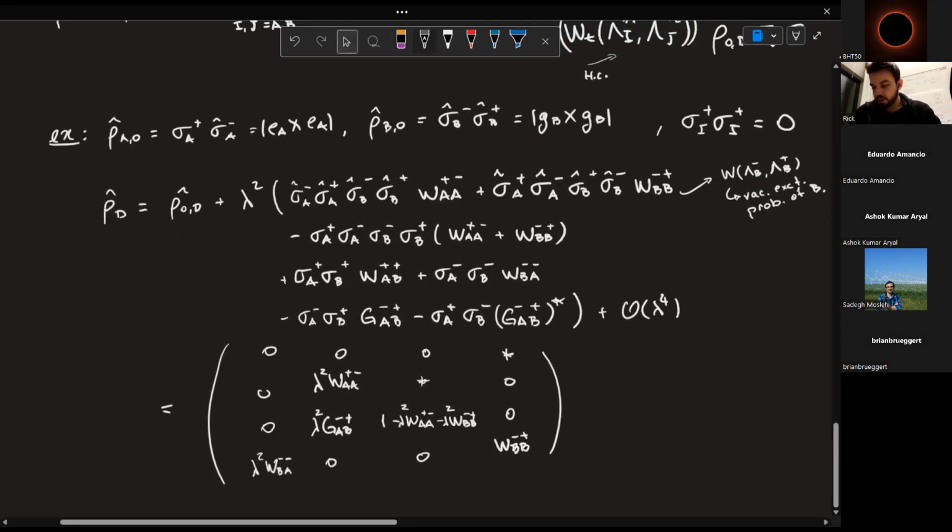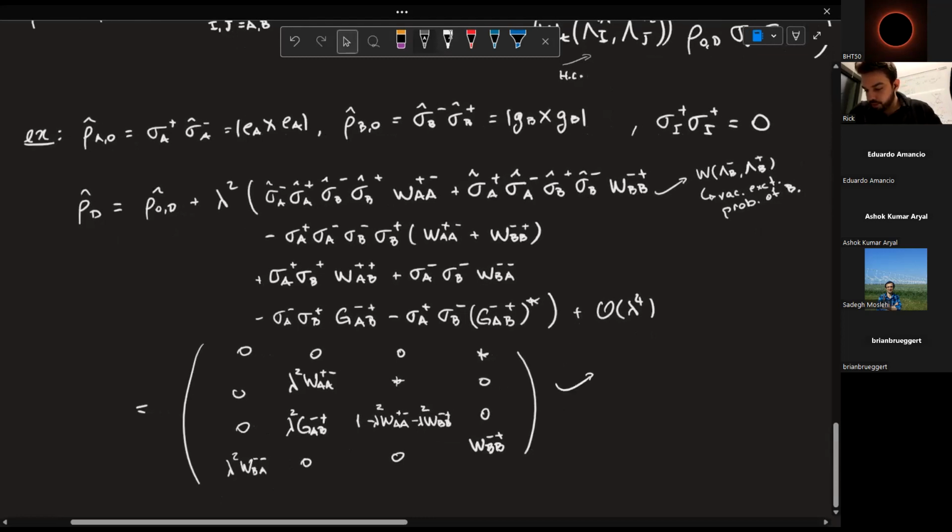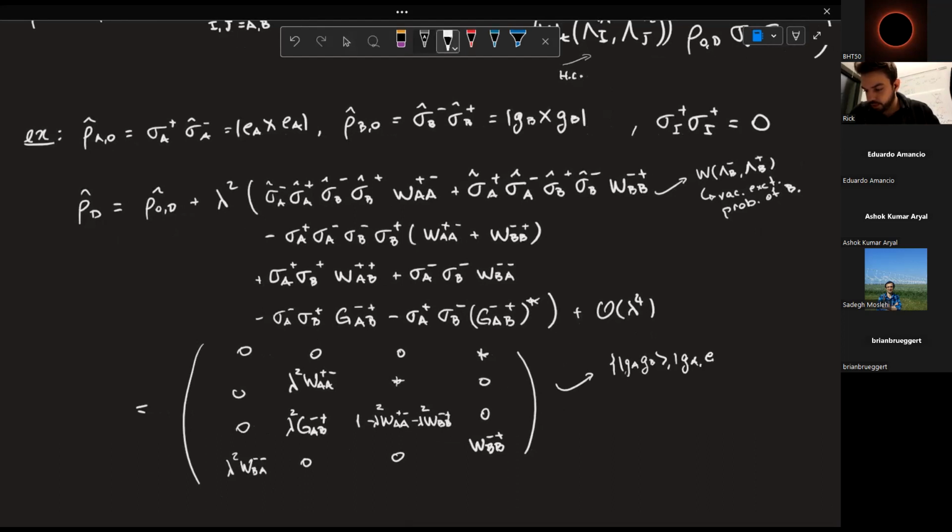So the density matrix, of course, in the basis: ground Alice, ground Bob; ground Alice, excited Bob; excited Alice, ground Bob; and excited Alice, excited Bob. So this is the basis.